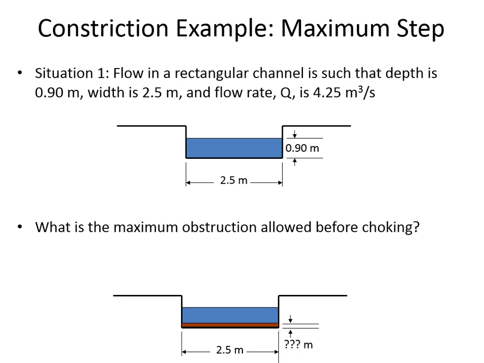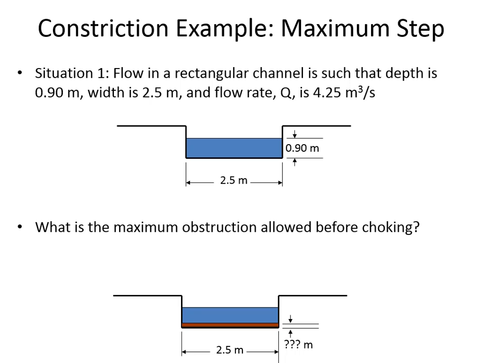So this is kind of like a before and an after, or you can think of it in terms of downstream and upstream. Either one works. Here at situation 1, which is prior to any sort of an obstruction put in place, we've got a rectangular channel. The flow rate's 4.25 cubic meters per second, and we can see the dimensions of the channel are 2.5 meters wide, and the depth is 0.9 meters.